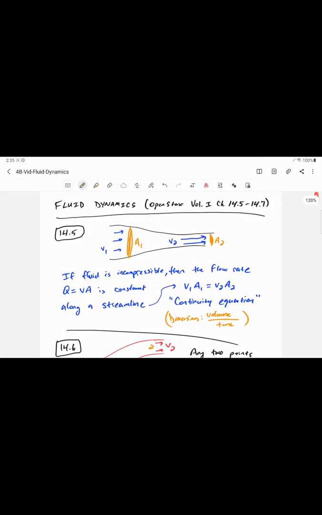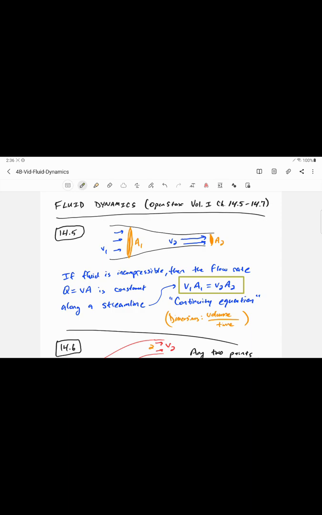So, the first thing that we wanted to look at is the continuity equation. And that is this right here. So the idea behind this is that water and pretty much every other liquid is basically incompressible. It takes a huge pressure to get it to change its volume by an appreciable, measurable amount.